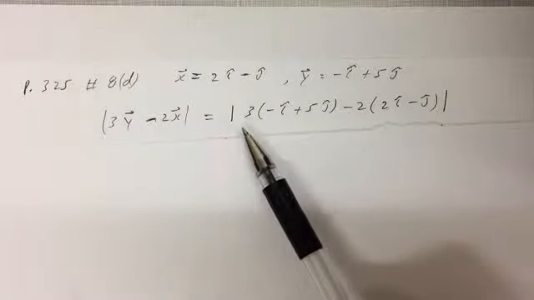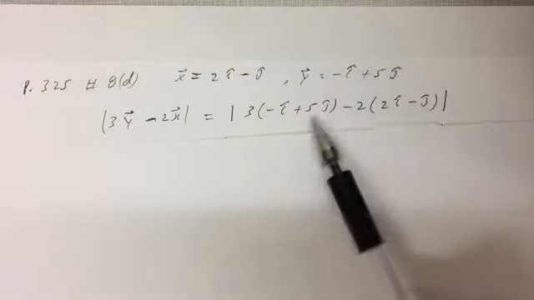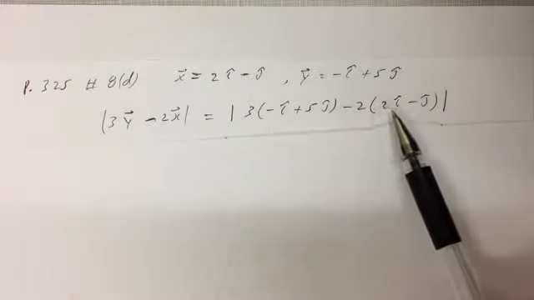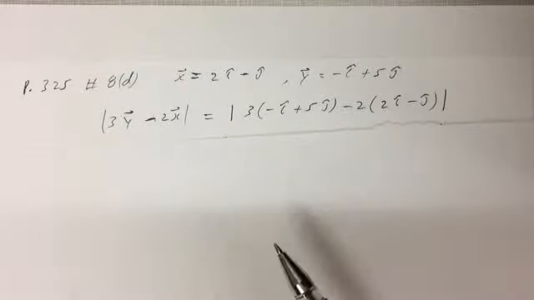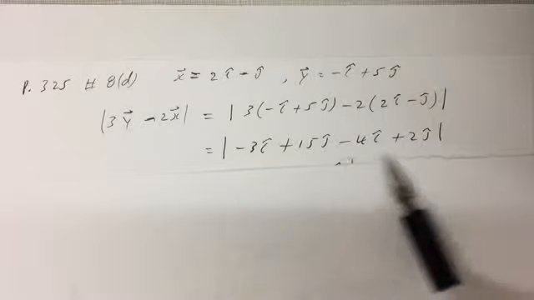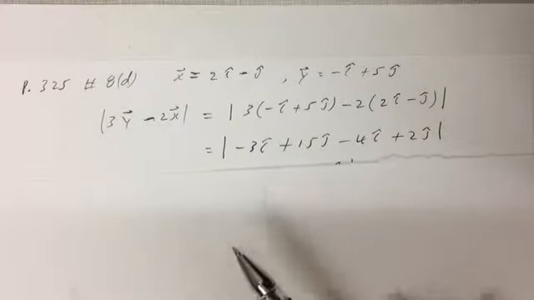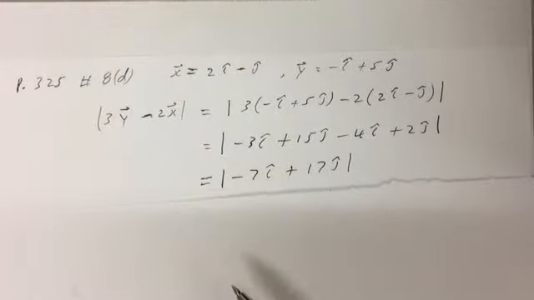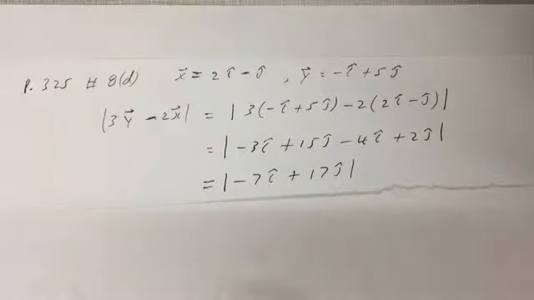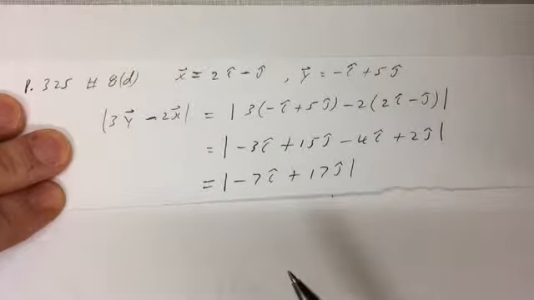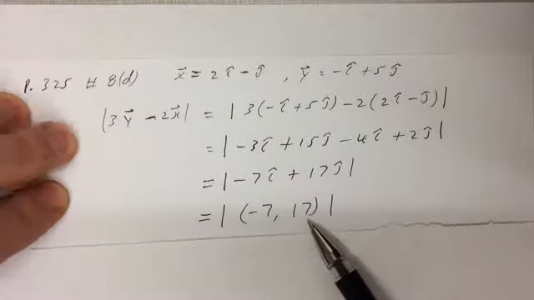So in this, I'm going to substitute in 3 times the vector y, which is negative i plus 5j, minus 2 times the vector x, which is 2i minus j, and I'm taking the magnitude of that. I'm going to simplify the inside by expanding in the 3 and the negative 2, and then collecting like vectors, and I've got the magnitude of negative 7i plus 17j. That can be written as a coordinate vector as negative 7, 17.